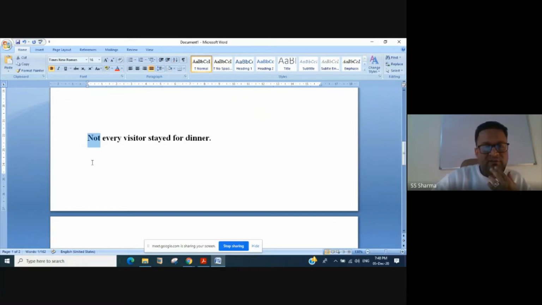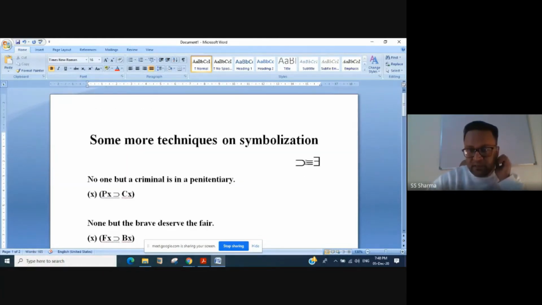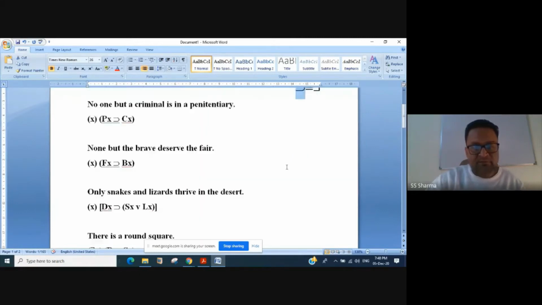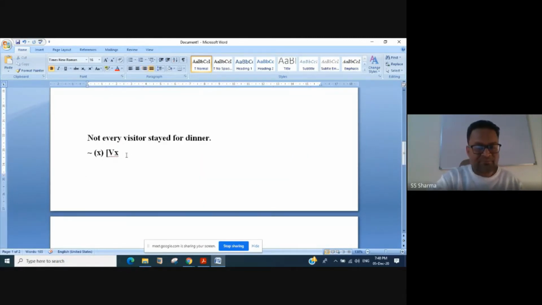If you take away this one, it says every visitor stayed for dinner, so it is just the negation of for all x. So I can symbolize it as negation of for all x, if x is a visitor, then I will copy the sign again from here, so it will be easier. If x is a visitor, then x has not stayed for dinner, right? Not every visitor stayed for dinner. Okay, like this will be the symbolization.